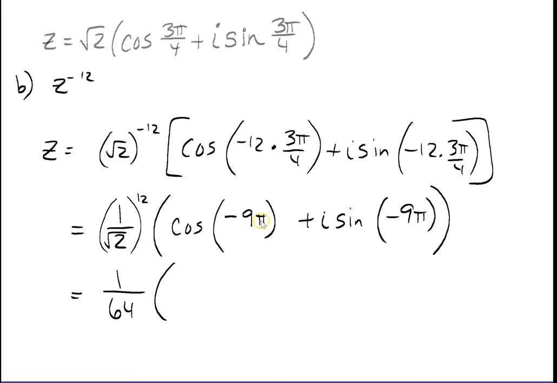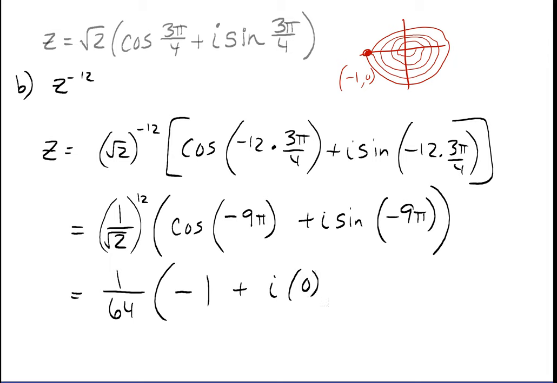Cosine of negative 9 pi. Again, look at a unit circle. Let's see if I can do it up here. If we go negative pi, negative 2 pi, negative 3 pi, negative 4 pi, negative 5 pi, 6 pi, 7 pi, 8 pi, 9 pi, we end up right over here. So if we're on the unit circle, that turns out to be negative 1, comma 0. So the x coordinate is negative 1. The y coordinate is a 0. And in this case, we get an answer of negative 1/64.